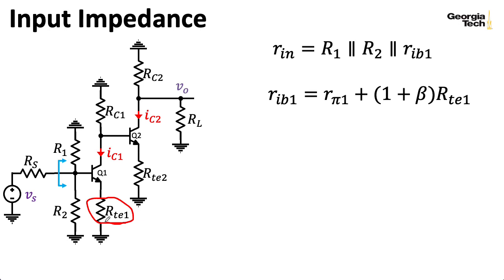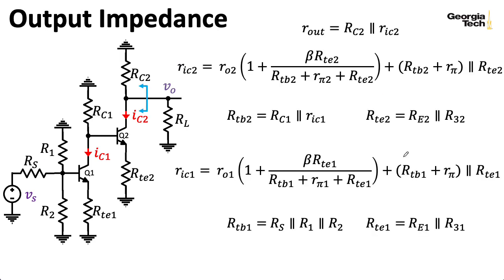But the main thing I want to point out is that having some emitter resistance here in the small signal circuit actually improves your input impedance. Remember, for a voltage input, you want that input impedance to be high. And if you don't have any emitter resistance here, well, then you're just stuck with whatever the raw input resistance of the transistor is. But here, not only do you have that resistance at the emitter, but it's amplified by this 1 plus beta factor. So that's pretty awesome.